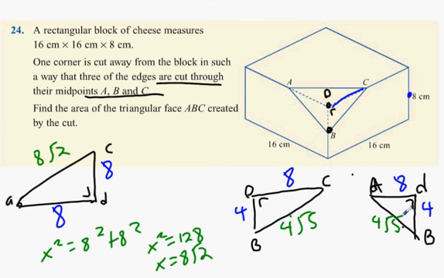Now, all of this gibberish aside, can anybody tell me, what are the lengths of those 3 sides? A to B, guys? A to B is 4 root 5. C to B? And A to C is 8 root 2. Okay, what are we looking for? The area.